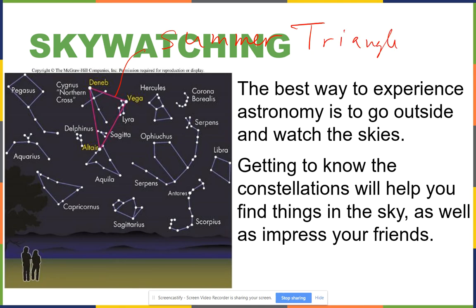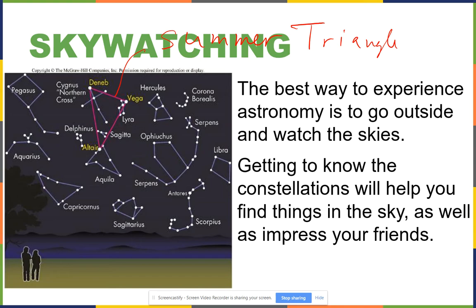It's a triangle made from 3 very bright stars, Deneb, Vega, and Altair. So that's something I'll probably point out to you tonight. It's very easy to see. And we call that an asterism. An asterism is a star picture that is not the picture that goes along with the constellation.